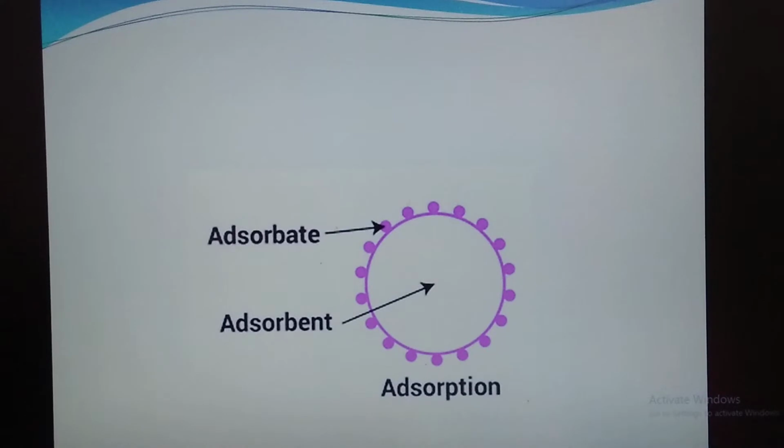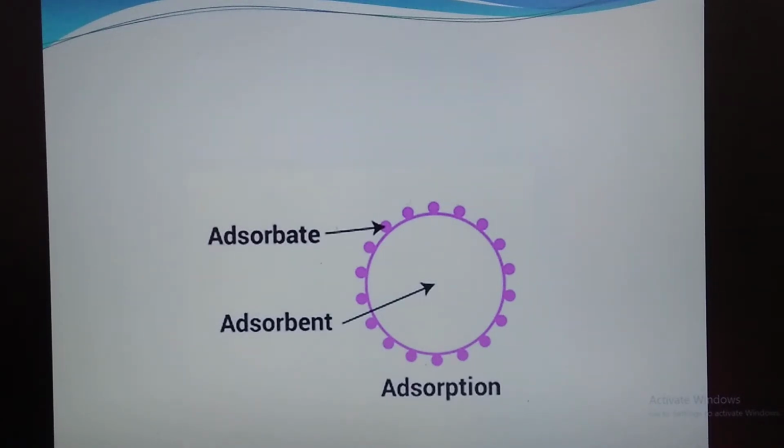Now we can move to adsorbate and adsorbent. What is meant by adsorbate? The substance which is held on the surface of the solid is called adsorbate. You can see the arrow near adsorbate, it is on the substance on the surface. The definition also: the substance which is held on the surface of the solid is called adsorbate.